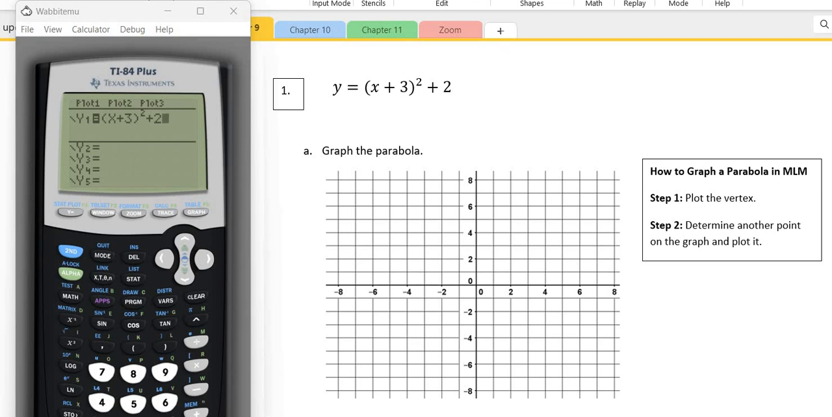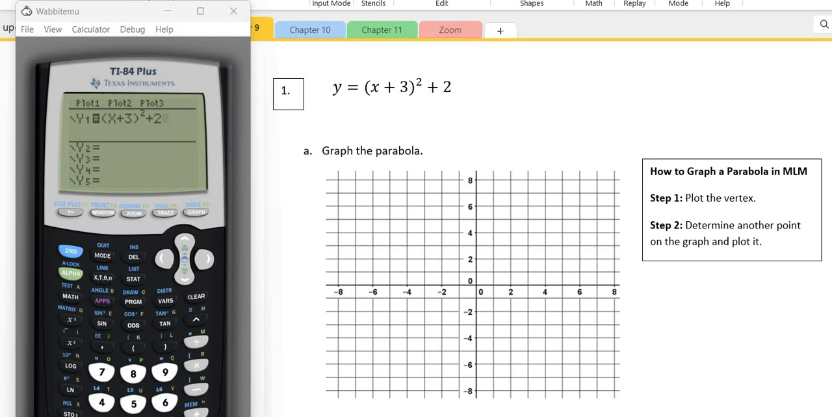In this problem, we're asked to graph a parabola. We're given our equation. And the first thing that I'm going to do is to find the vertex of my parabola. I can do that using negative b over 2a, expand this out and do negative b over 2a, or I can use the vertex formula. I can also actually just put this into my graphing calculator and graph it and figure out what the vertex is.